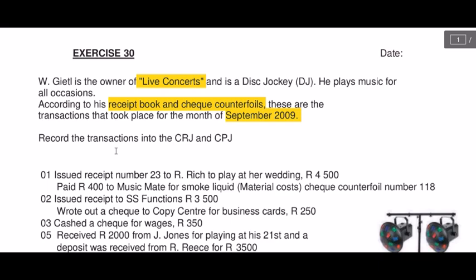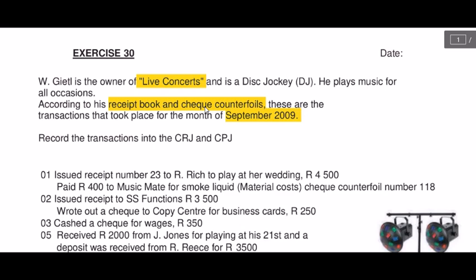Okay, so what is important here is that the receipt book is always used in the cash receipts journal, so that's a way that you can identify that a transaction goes to the CRJ. And check counterfoils are the source documents that we use for the cash payments journal. If we pay, we give the company that we are paying the check, and we keep what we call the check counterfoil. So that's a way that you can identify a transaction has to be recorded in the CPJ. I just want to remind you that every transaction can only be recorded in one journal.